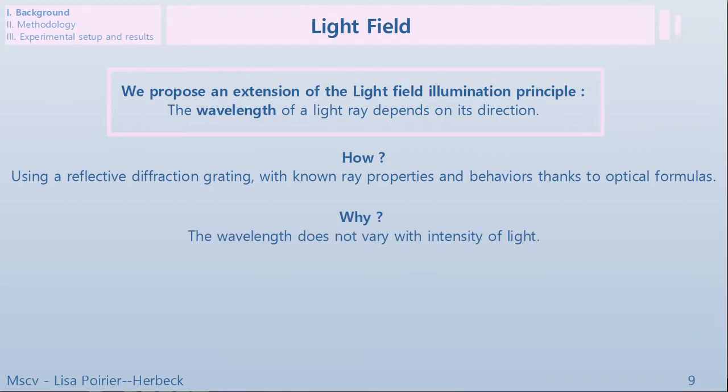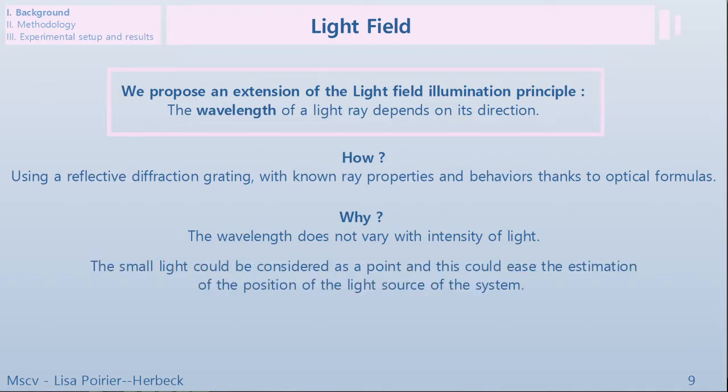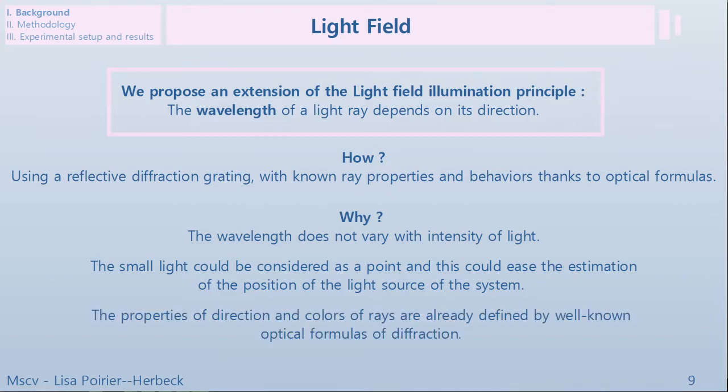This concept is interesting since the wavelength does not vary with the intensity of light. Then the light source could be considered as a point, and this could ease the estimation of the position of the light source of the system in deflectometry. Moreover, the properties of direction and colors of a ray are already defined by well-known optical formulas of diffraction.